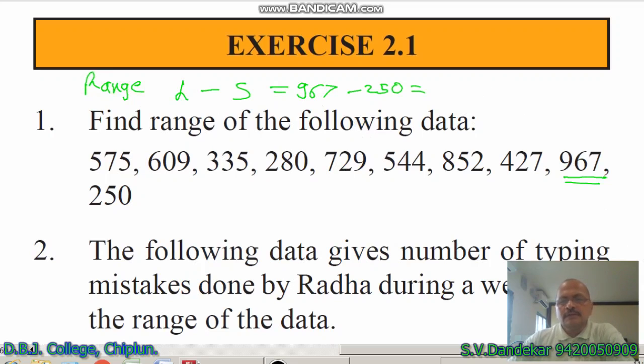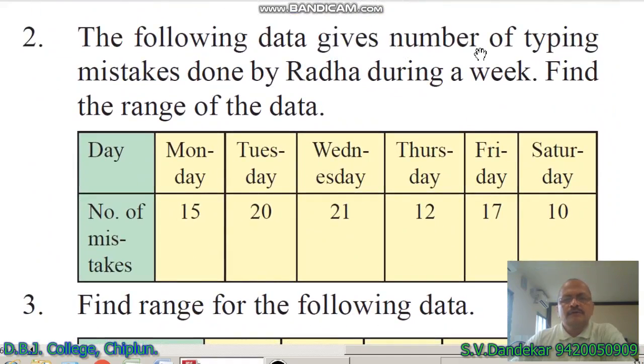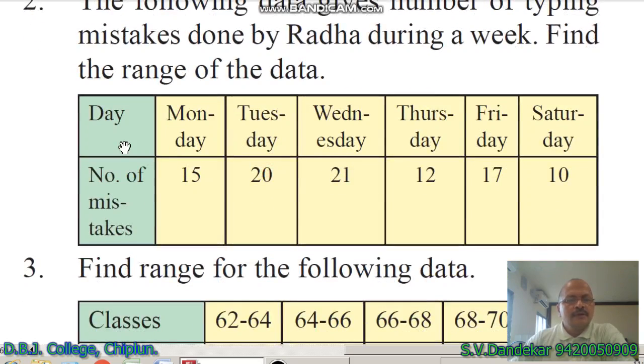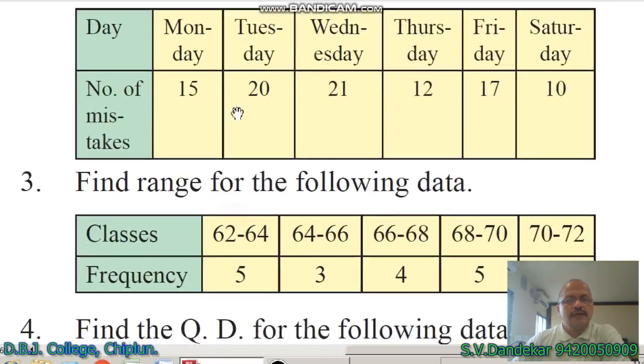The second question, the following data gives number of typing mistakes done by Radha during a week. Find the range of the data. The table is given: Monday 15 mistakes, Tuesday 20 mistakes, and so on. Now we have to find out range of this data. The largest value is 21 and least value is 10. 21 minus 10 is 11, which is the range of this data.